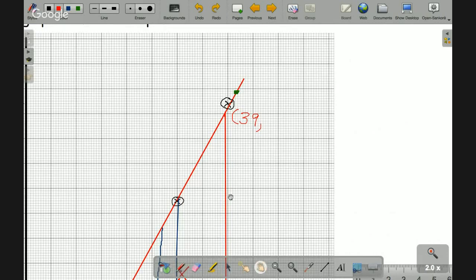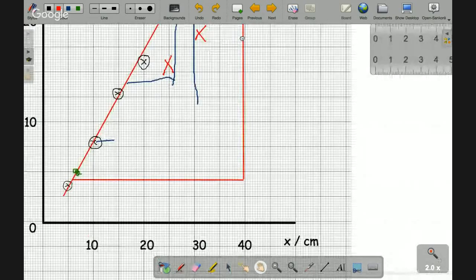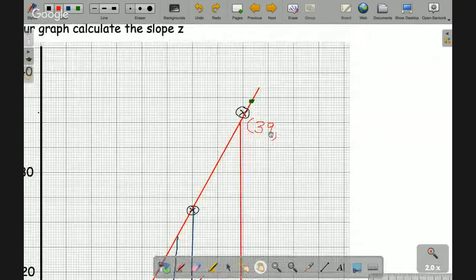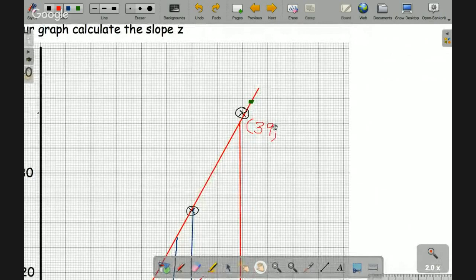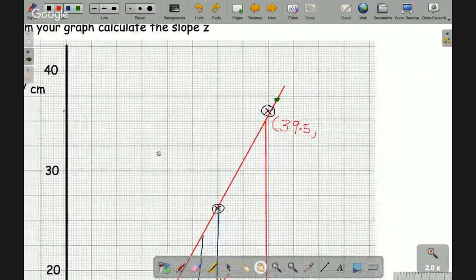Let's say 39.5. It's 39.5 on the X. And on the Y, it looks like that looks like 35.